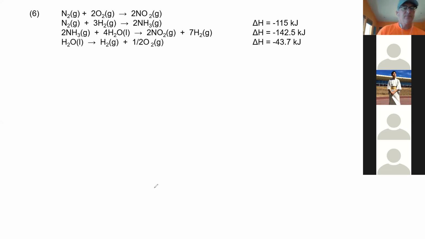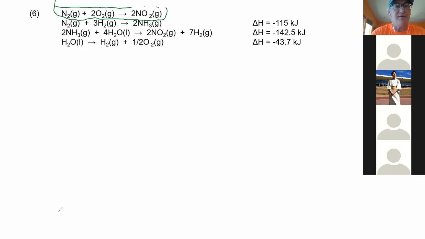So this is oxidation of nitrogen to make nitrogen dioxide. So we want to get to the top. We want to get this reaction right here. We want to get to this. So, as usual, I want to find my reactants and I want to find my products. Get them on the right side.